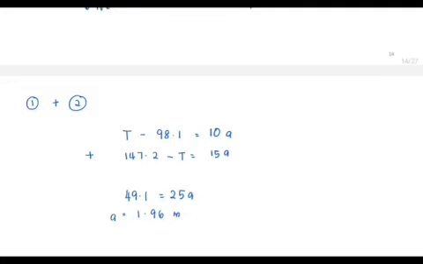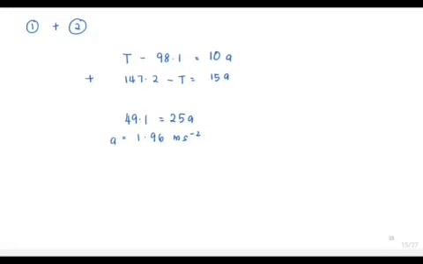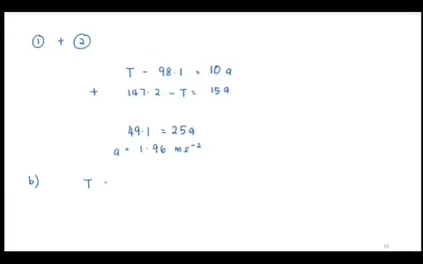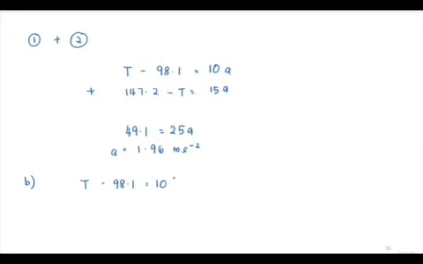1.96 meter per second squared. Next question is to determine the tension on the string. Since we have acceleration equal to 1.96 meter per second squared, we can substitute into either equation 1 or equation 2. I want to substitute into equation number 1. And tension on the string is equal to 117.7 Newton.